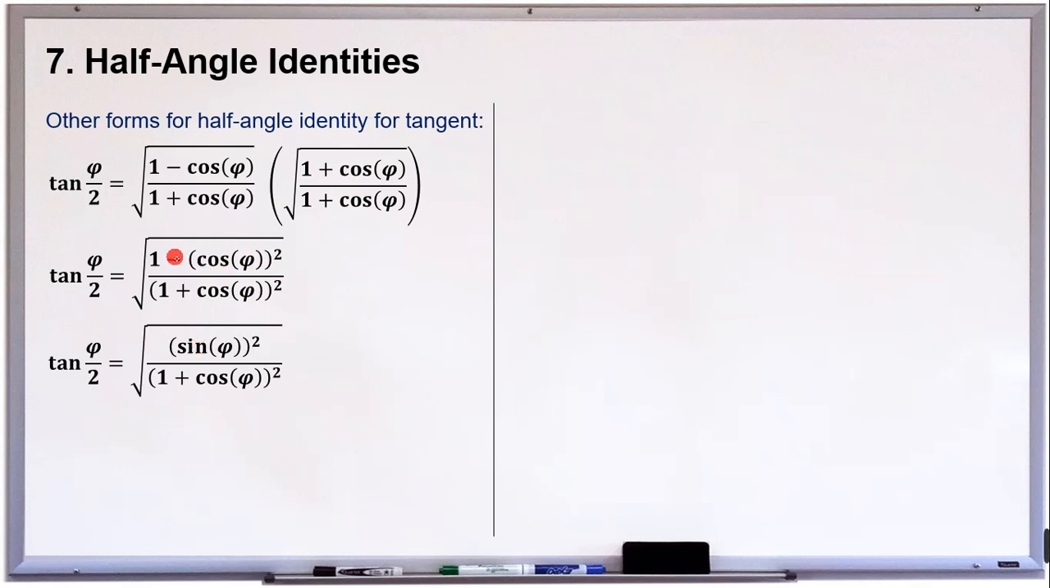Now, in the numerator, from the Pythagorean identity, this is equal to sine squared phi. Since we have a square root, the sine phi will be extracted from this radical expression. So you have sine phi, and the same goes with the denominator. Since the denominator is 1 plus cosine squared phi, a perfect square, the square root of this expression is 1 plus cosine of phi. So this is the other form of the half angle for the tangent.